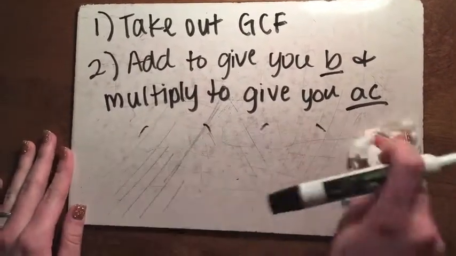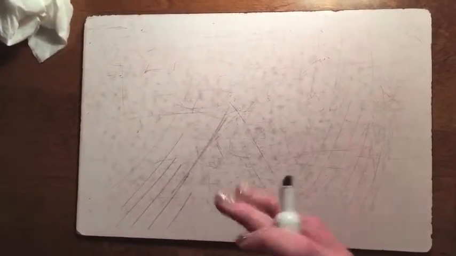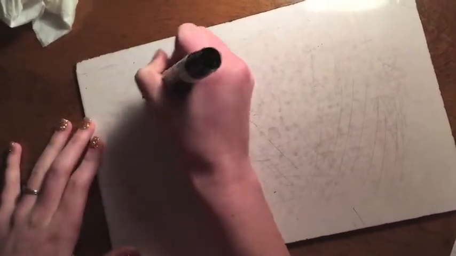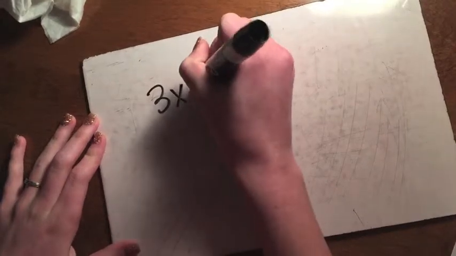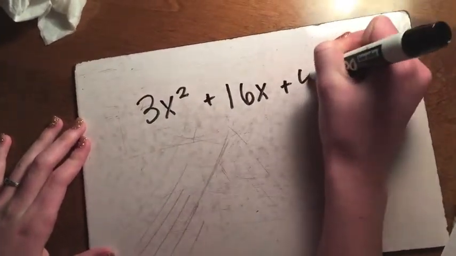And then you factor out the greatest common factors in those groups, and then you are left with your binomial. So let's see how this works in the first example. The first example is 3x squared plus 16x plus 5.